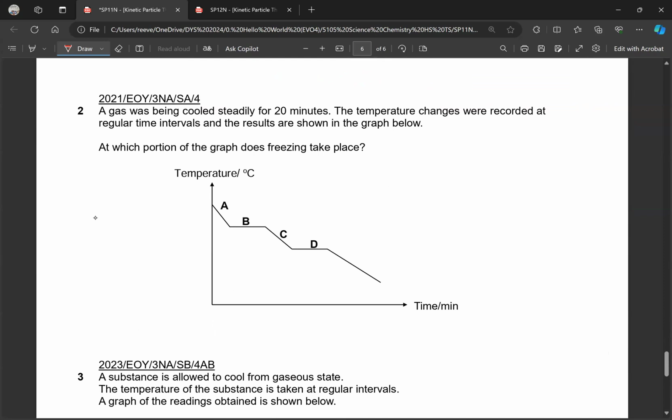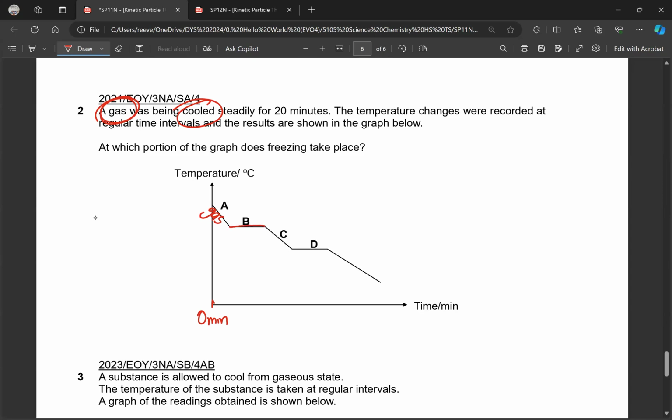What is this? I have a gas. It's being cooled steadily for 20 minutes. So this is a cooling curve. And did they say it starts with what? I start with a gas. Very important. So let's start to write. At 0 minute, it is a gas. You start with a gas.